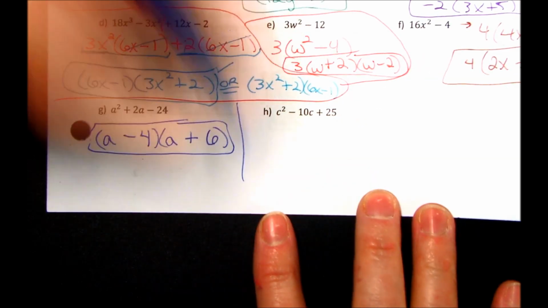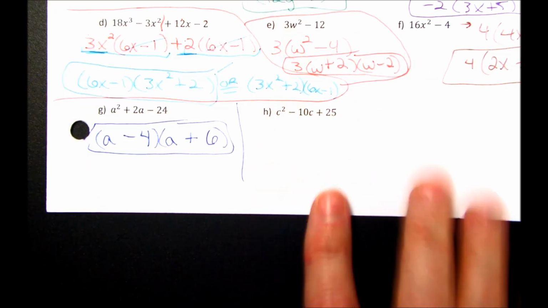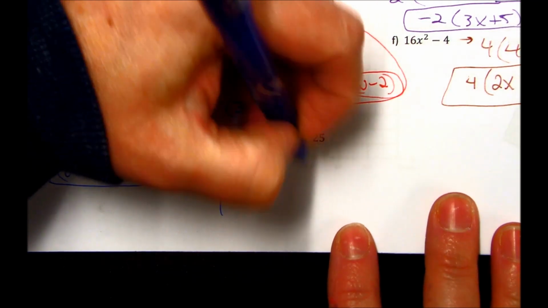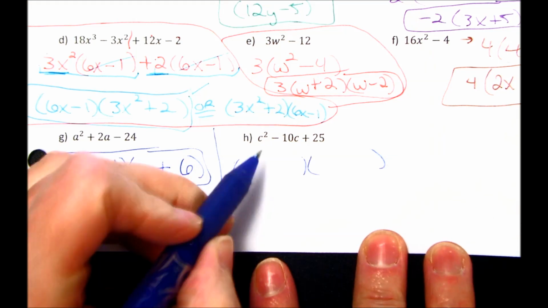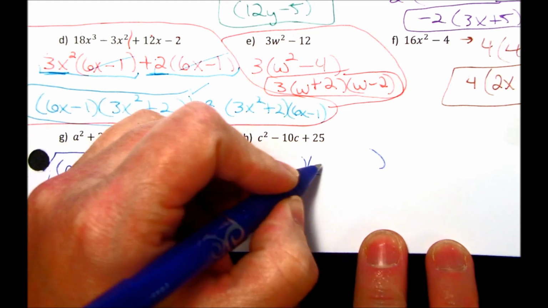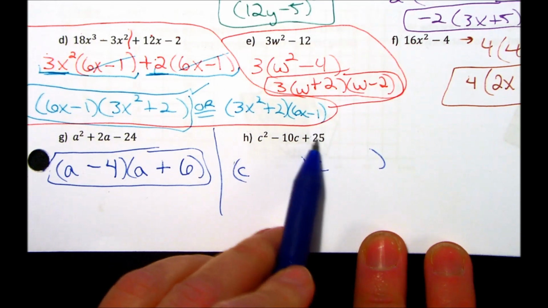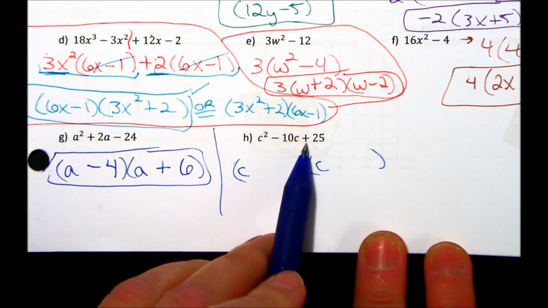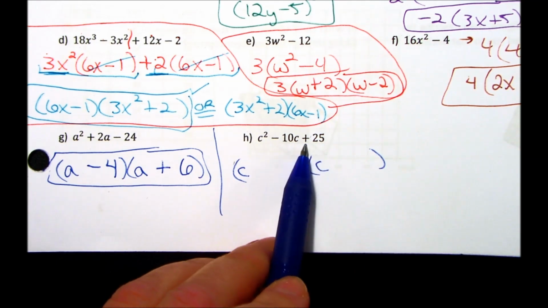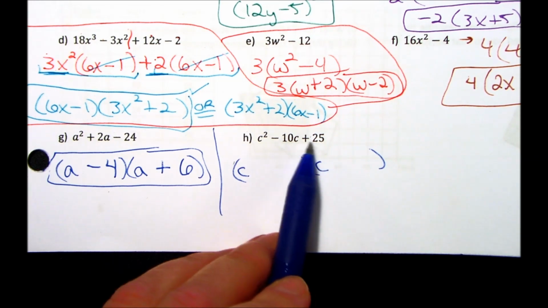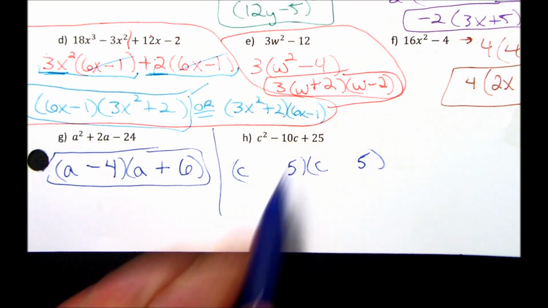Letter H is very similar. It's another basic trinomial because you have a leading coefficient of 1. So again, I'm going to jump right into my 2 binomials. The c squared is going to factor into c and c. And then I'm looking for 2 numbers that multiply together to equal 25. But because of the plus here, and my signs have to be the same, I think to myself they have to add up to 10. So 2 numbers that multiply together equal 25 that add up to 10 are 5 and 5.